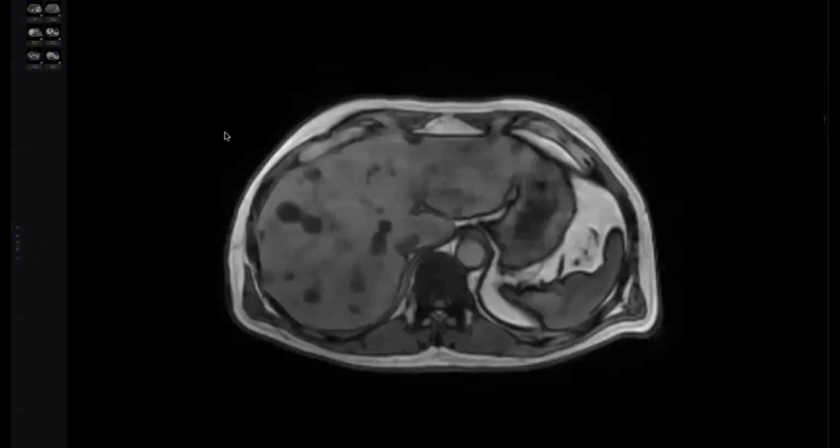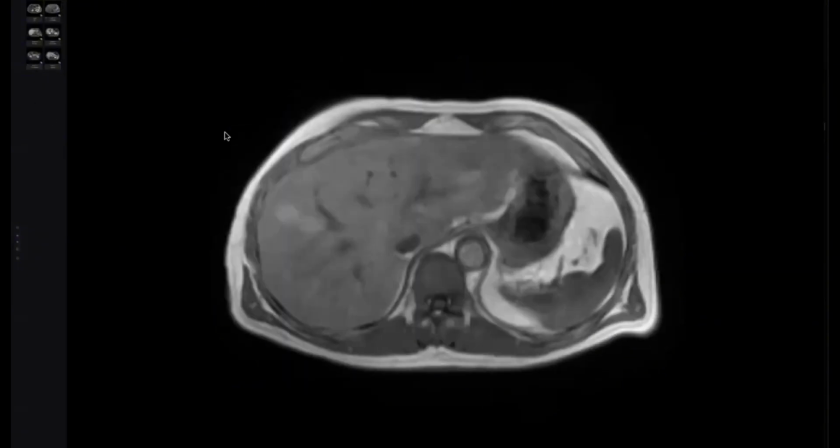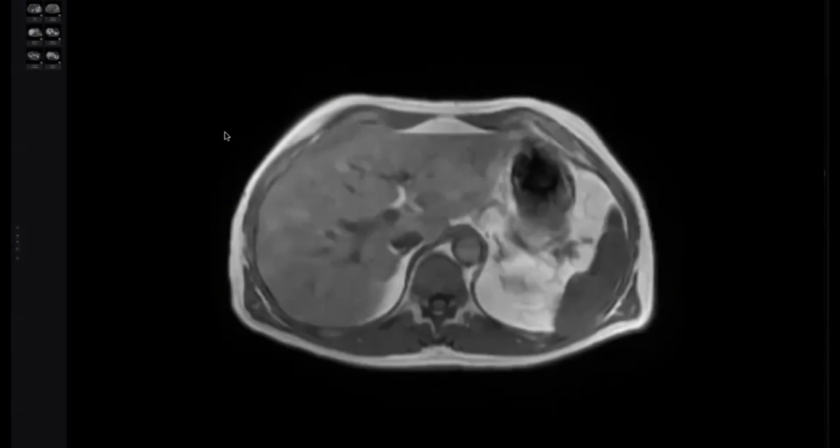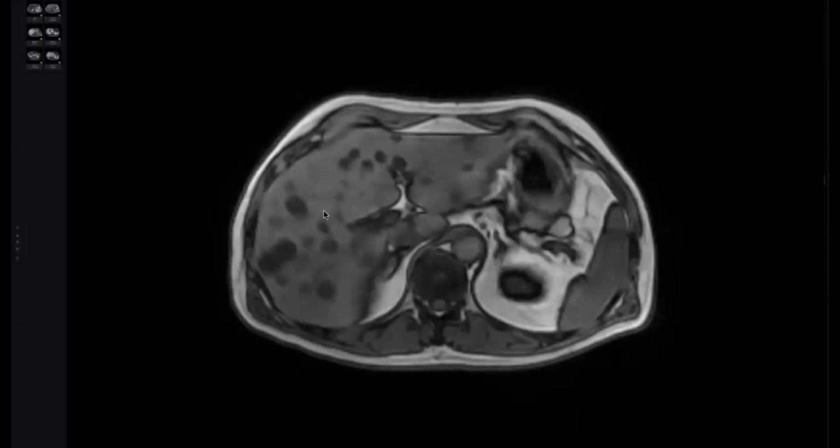This is T1, out of phase and in phase. How could we differentiate? Here it is very easy. Why? Because there is fat. So this is in phase and this is out of phase. But if we didn't have any fatty lesion, it may be a struggle for some people. I will give you a very simple trick.